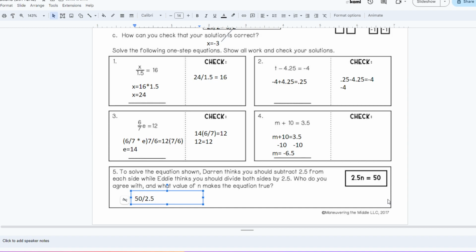50 divided by 2.5 is, what is that? Using my handy dandy notebook, I can figure that out. 20. So n equals 20. I should have figured. So 2 times 20 is 40, and then 0.5 times 20 is 10. 40 plus 10 is 50. So we know this is correct.